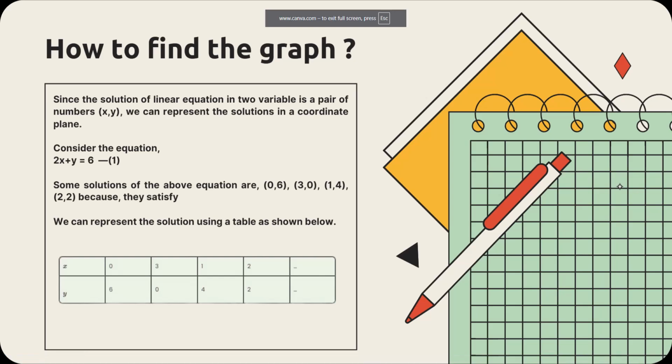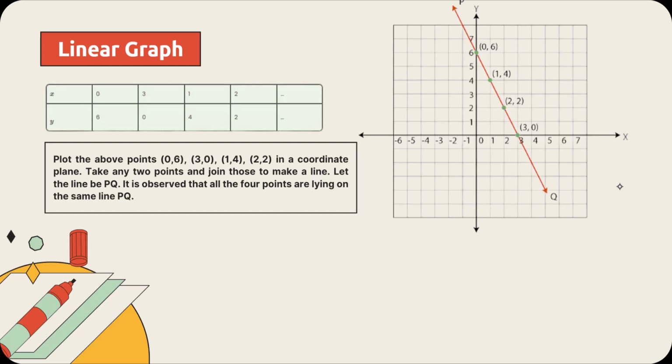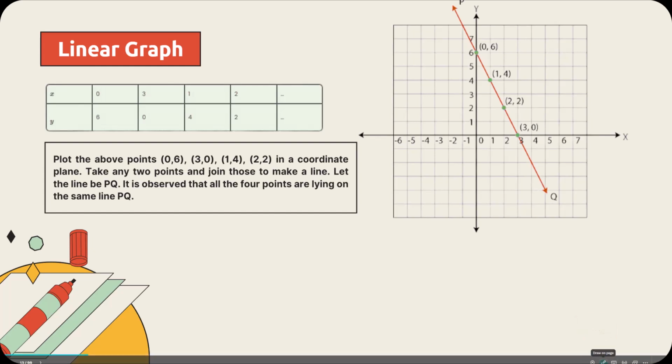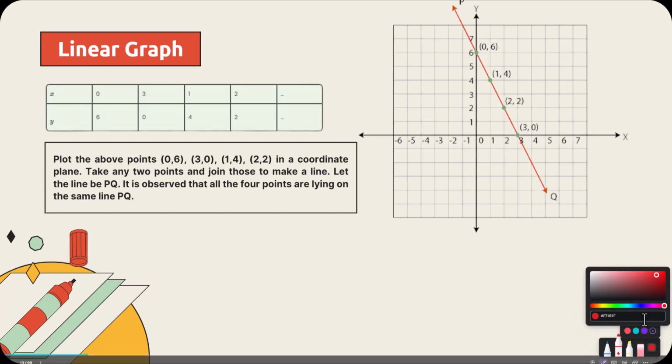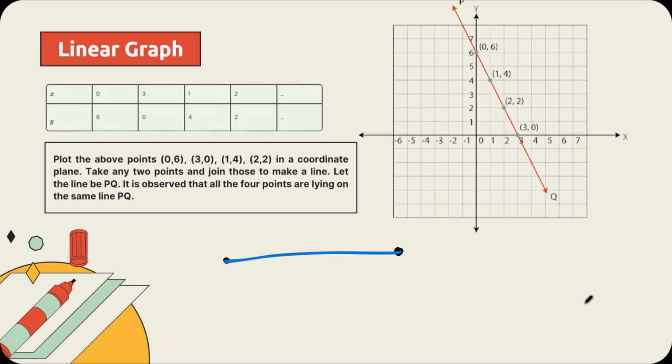After this, we need to draw the linear graph. How do we draw it? We have these points (0, 6), (3, 0), (1, 4), (2, 2). We plot them, but all we need is actually just 2 points. To draw the line, you only need 2 points, correct? That is the correct logic. Any 2 points, you can draw a straight line. So the same logic applies here. You only need 2 points to draw it.